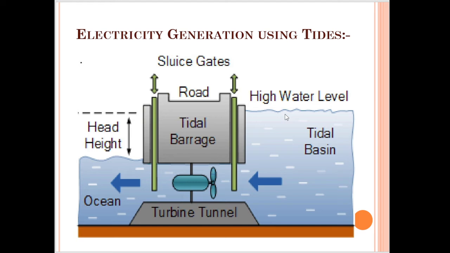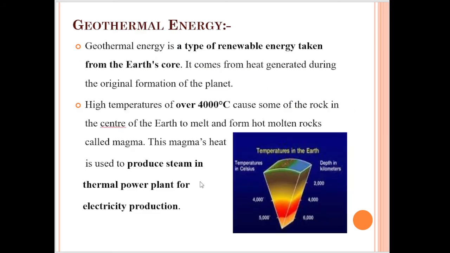Here we can see electricity generation by using tides. Water is stored at high level and water starts to flow from high level to low level. Due to this water flow, the turbine starts rotating and energy is converted into mechanical energy for electricity production by using the generator. Next, we see the next form of renewable energy, geothermal energy.